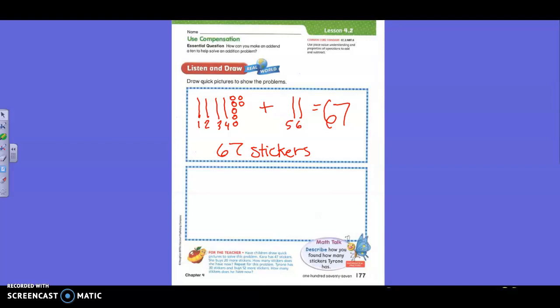67 stickers. Right, stickers look like. You're going to have to do it in third grade. Yep, you will have to write labels in third grade. All the way. That's what mine is.